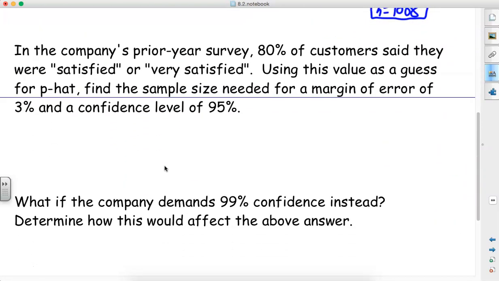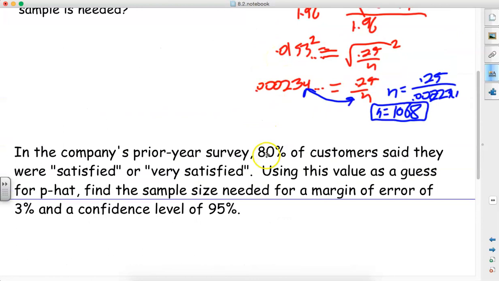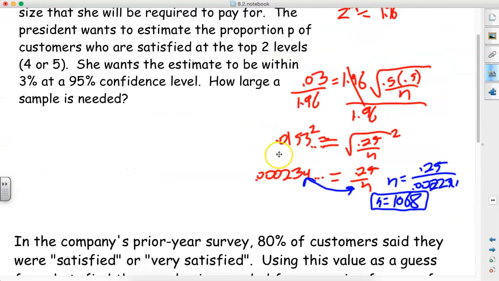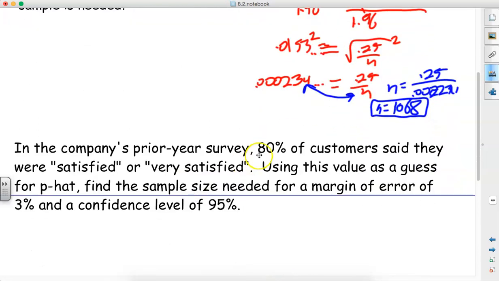All right, so let's look at another one. In the company's prior year survey, 80% of customers said they were satisfied or very satisfied. Using this value as a guess for p hat, find the sample size needed for a margin of error of 3% and a confidence level of 95%. So what they're saying right here is now we are using 80% as our p hat because we have data from the previous year. Right? So instead of using 50% as our guess, we're going to use 80%.